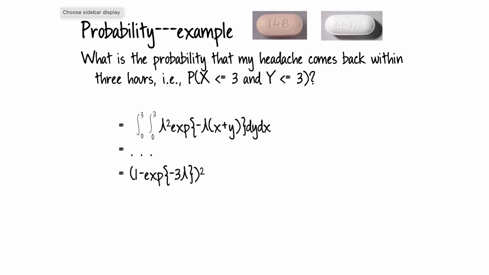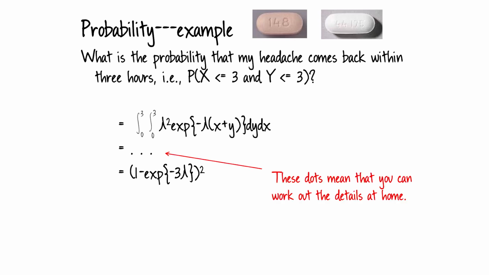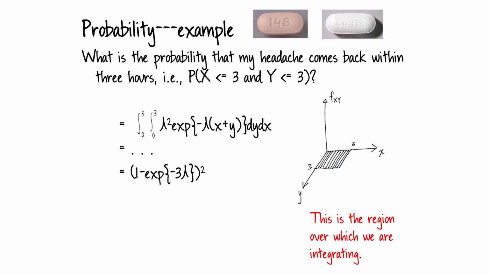So all we do is we take the joint PDF. This is the surface over the xy plane, and we're doing the double integral over the region, the 3 by 3 box at the origin. Those dots mean that I left out the intermediate steps, but you can work on the details at home. In fact, this is what you get when you do the double integral. And here's a picture. This is the region over which we're integrating.